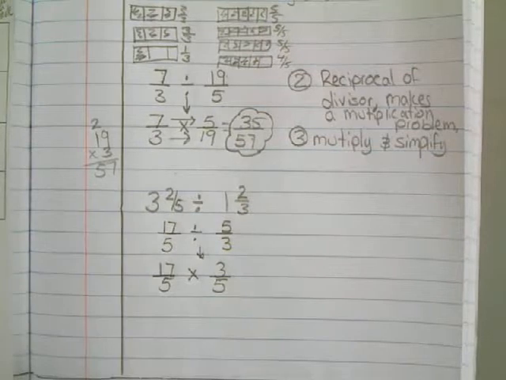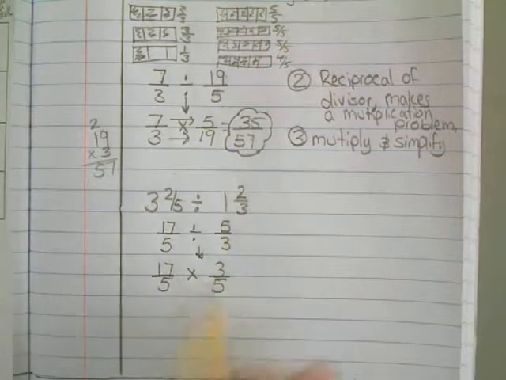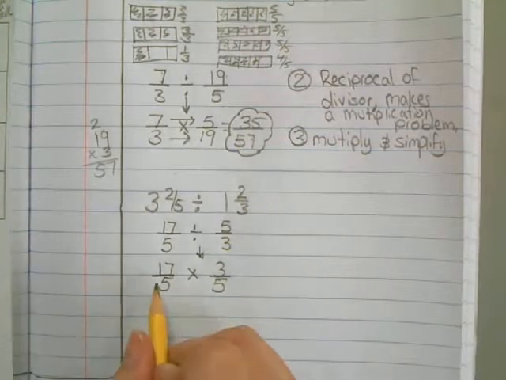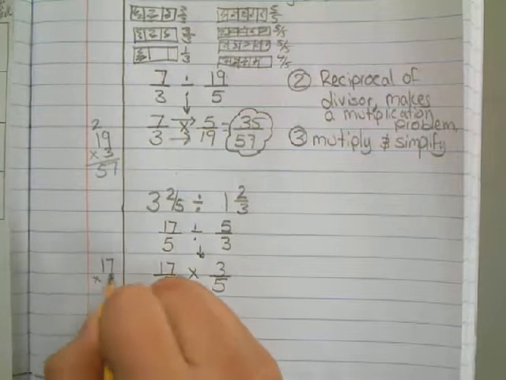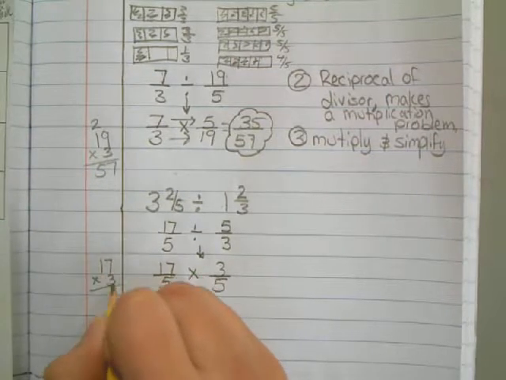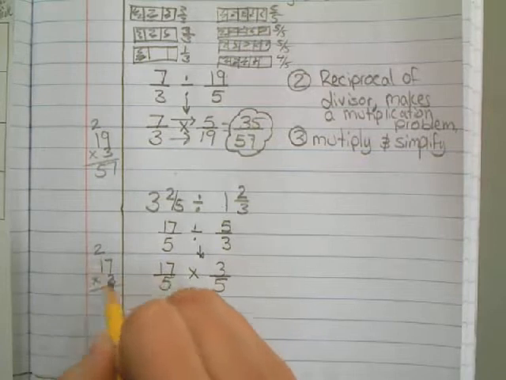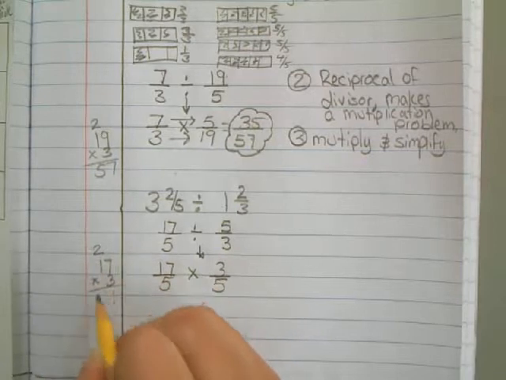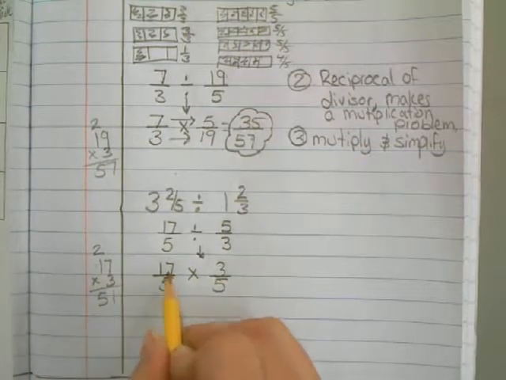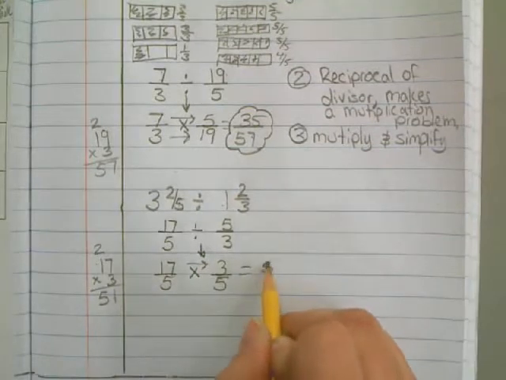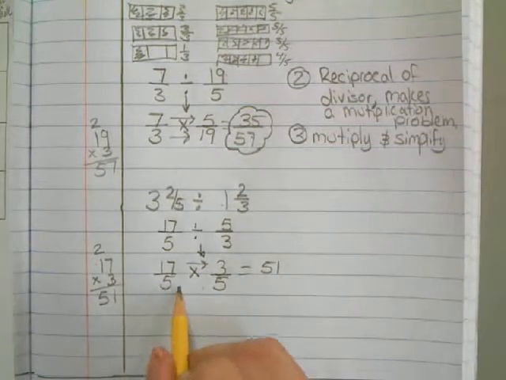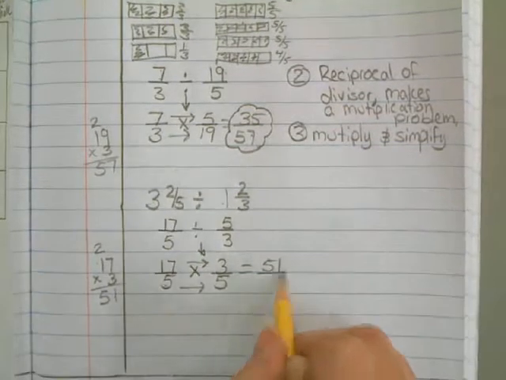3 times 17. So again, if I'm not sure, I can use a multiplication chart, or I could just come off to the side and do 17 times 3. 7 times 3 is 21. 3 times 1 is 3, plus the 2 is 5, 51. So 3 times 17 is going to equal 51. And then the bottom, 5 times 5 is going to equal 25.